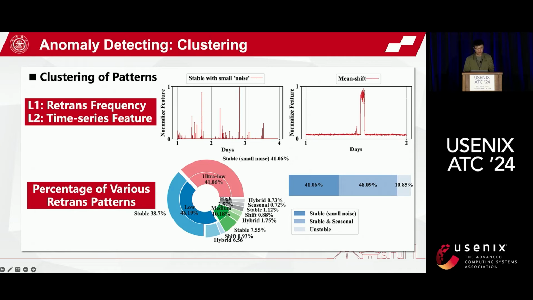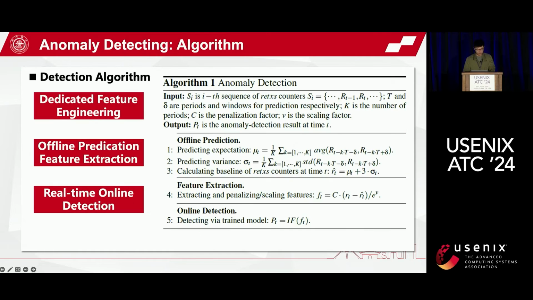The bottom figure presents the distribution of retransmission patterns in the cloud intranet scenario. Most time series are stable or seasonal, as the network environment of the intranet is relatively stable. Even so, a large portion of time series will still show noisy patterns and cannot be filtered simply using thresholds. According to the clustering results, we design a lightweight feature engineering and extract normalized features for anomaly detection.